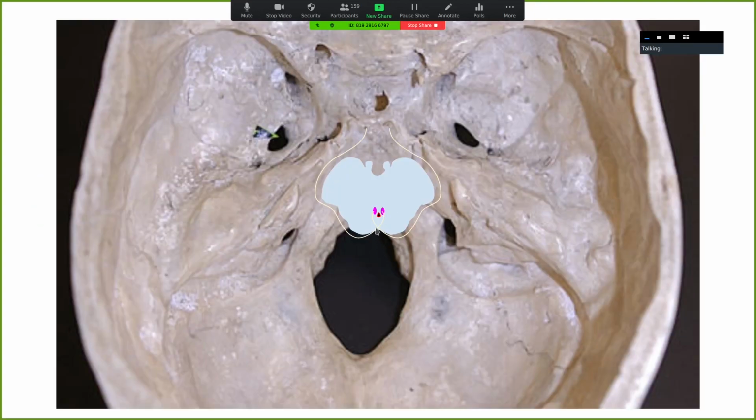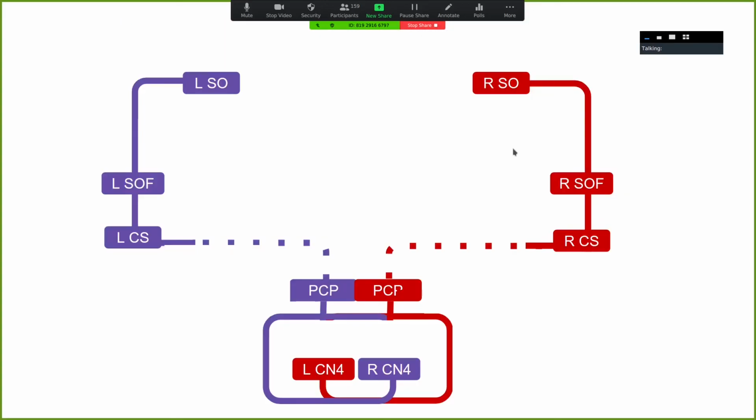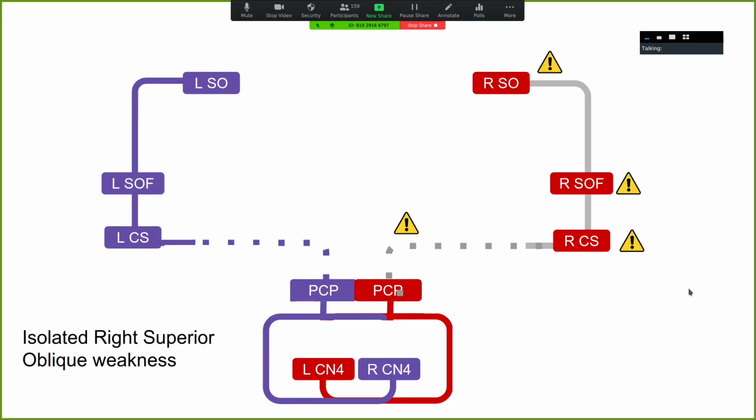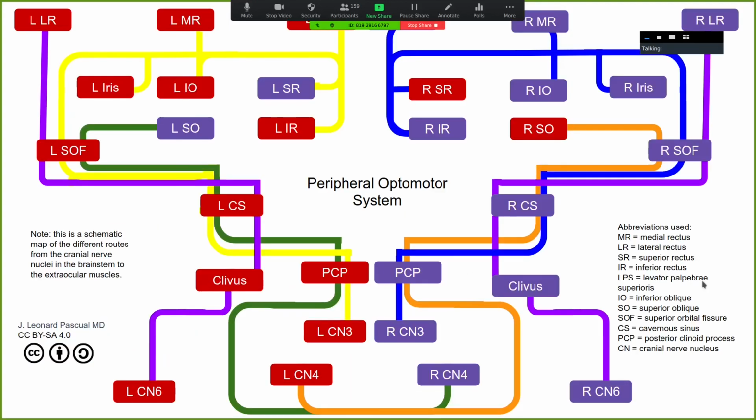So following the trochlear nerve, which is tinier and thinner, into the dura, into the cavernous sinus, into the superior orbital fissure. So where is the problem? The right SO has been compromised, meaning the right trochlear nerve was compromised. Okay, so you put it all together in this map of the peripheral oculomotor system.